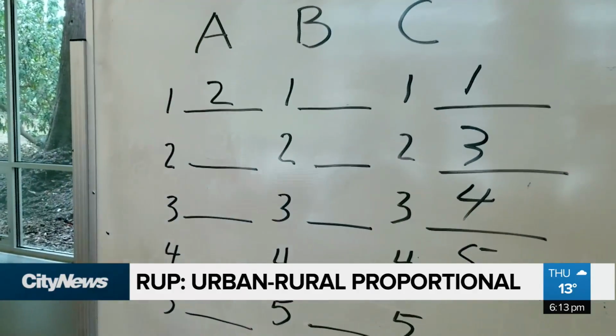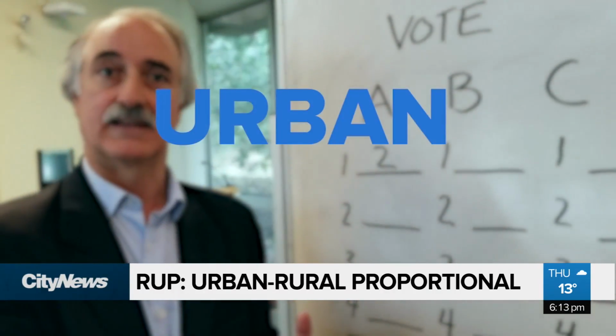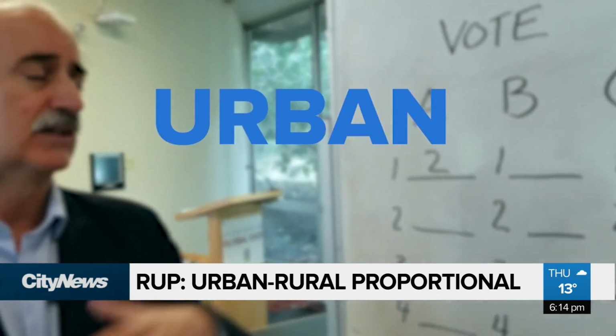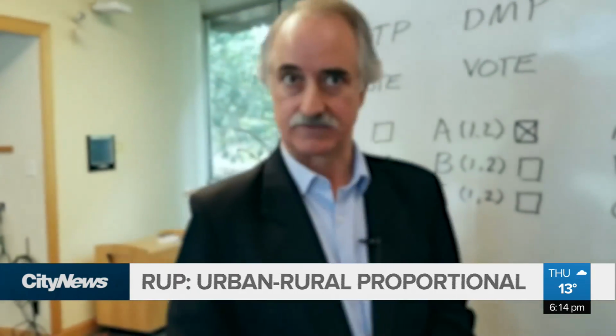This method gives voters lots of control, but keep in mind in BC's referendum, this 4th option only includes this for urban areas. Rural voters would use the previous system we showed you, MMP.